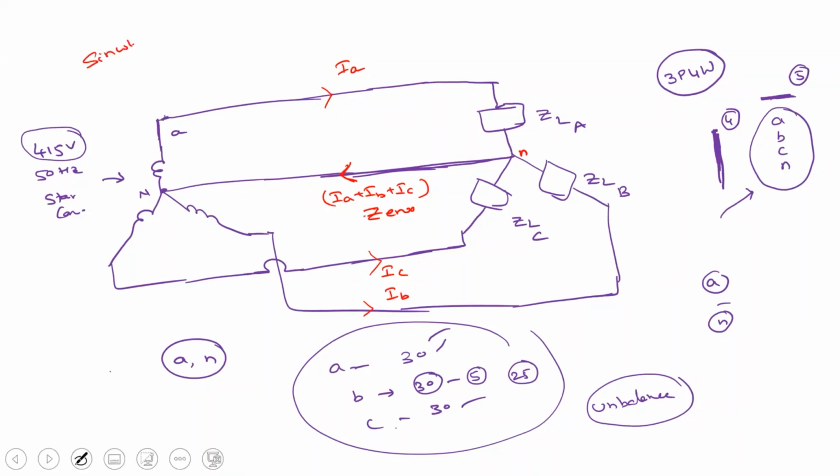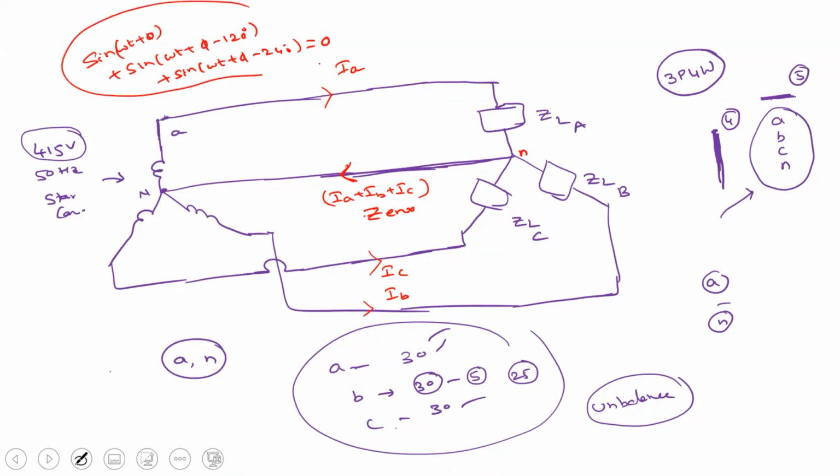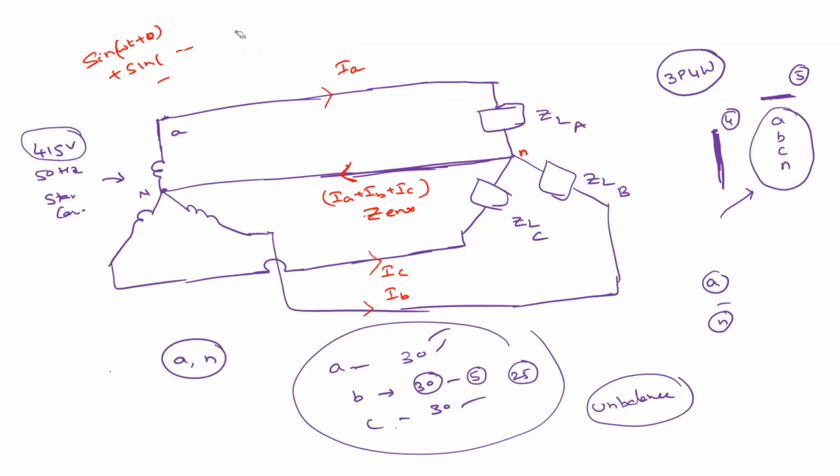Sine omega t plus phi, plus sine omega t plus phi minus 120 degrees, plus sine omega t plus phi minus 240 degrees. If you add all these three, you will get 0 only. The total current is zero when the supply or the load is balanced. Are both necessary, or only one of them? We assume that this is balanced.